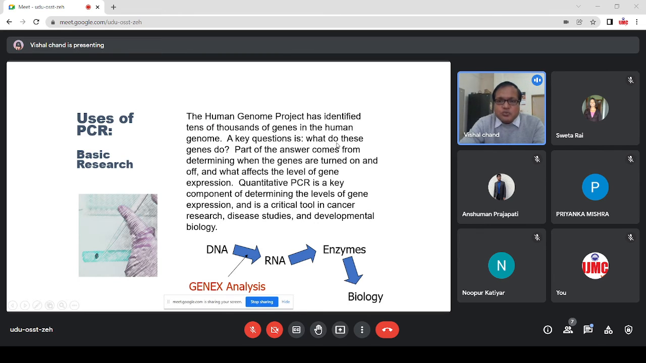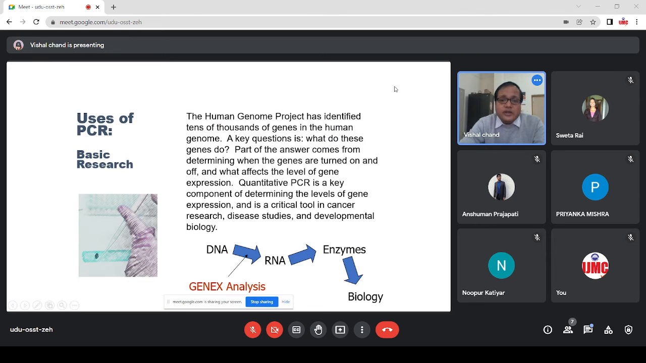The Human Genome Project has identified tens of thousands of genes in the human genome. A key question is, what do these genes do? Part of the answer comes from determining when the genes are turned on and off and what affects the level of gene expression. Quantitatively, PCR is a key component of determining the level of gene expression, and it is a critical tool in cancer research, disease studies, and developmental biology.